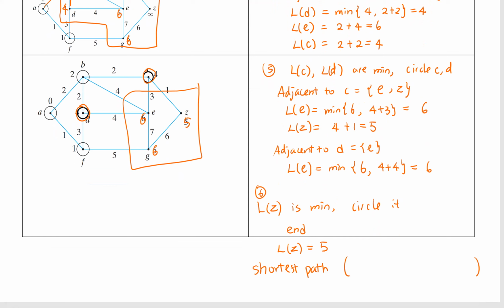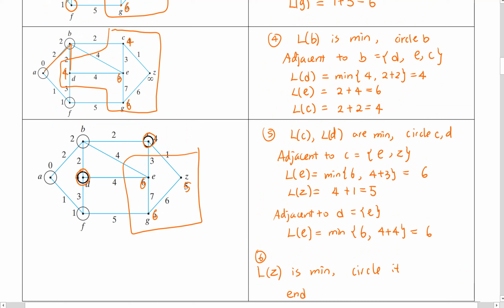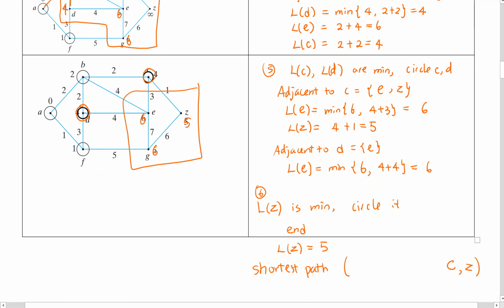Okay, so when you find the shortest path, you can go backwards. Look at your Z. How do you get your Z? Well, you get your Z from C, right? So that's C. How do you get your C? Well, you get your C from B, okay? And how do you get to B? Well, you start with A. So far, so good? Okay, so then we have found the shortest path.